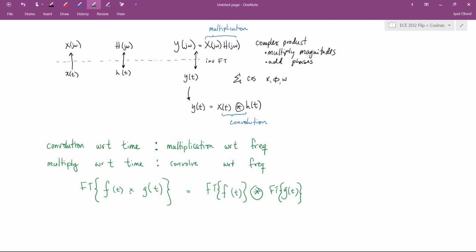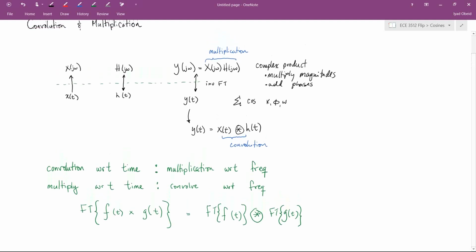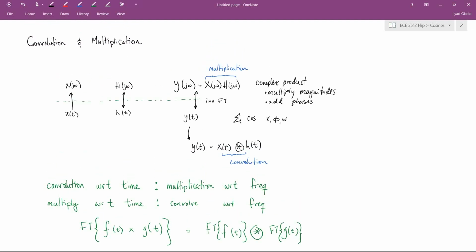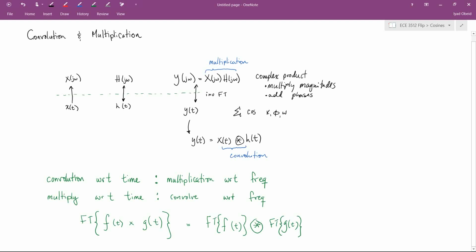It works both ways. So this is a fairly fundamental property of convolution and multiplication, and it's definitely worth spending a little time making peace with it.